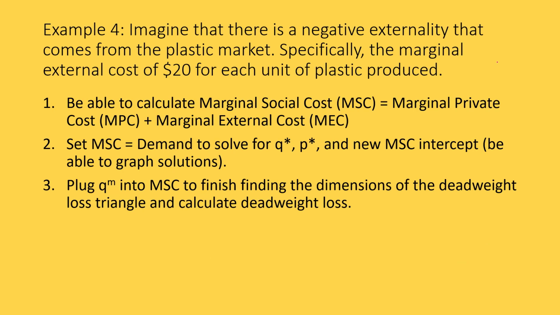So again, if we're going to return to our plastic market that we've been looking at over the last couple of examples, so examples 2 and 3, right? What if we said that specifically there's a negative externality that comes from producing plastics, and that marginal external cost is $20 for each unit of plastic produced? You've got to be able to calculate marginal social cost as that marginal private cost, which is just your supply curve, plus your marginal external cost, which is again given to you as $20 per unit.